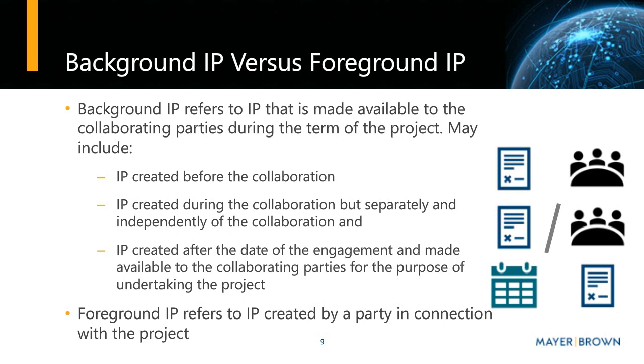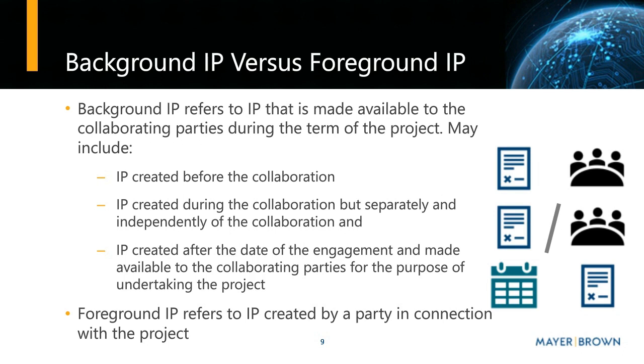Foreground IP refers to IP created by a party in connection with the project. So in short, background IP refers to pre-existing IP or IP created outside of the JV, and foreground IP refers to IP created from the operation of the JV. Foreground IP that's developed by one party is generally owned by that party. But legal issues arise when foreground IP is developed jointly by the parties.